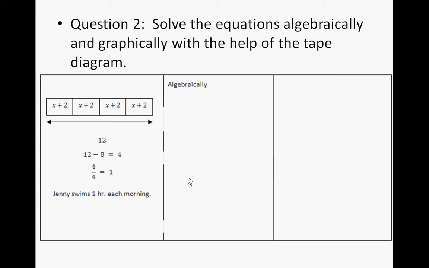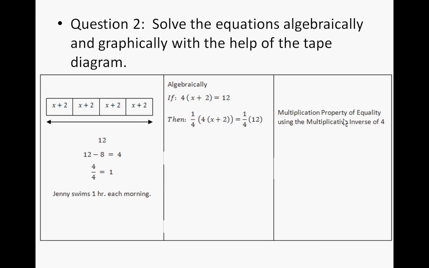So algebraically, this would look like if 4 times the quantity of x plus 2, because we have 4 boxes with x plus 2 in them, and that's equal to 12, then that means I can multiply both of these sides by 1/4 so that we can get rid of the 4 times. So 1/4 of 4 times the quantity of x plus 2 is equal to 1/4 of 12.